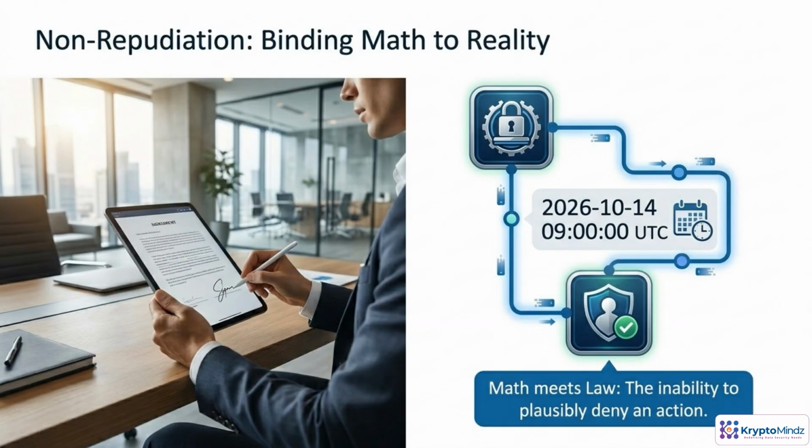Non-repudiation is where cryptography and law shake hands. It's about being able to prove that a specific person took a specific action at a specific time, and making that proof stand up to challenge. With strong digital signatures, solid identity checks, and trusted timestamps, the signer can't later claim, "That wasn't me," or "I never approved this."